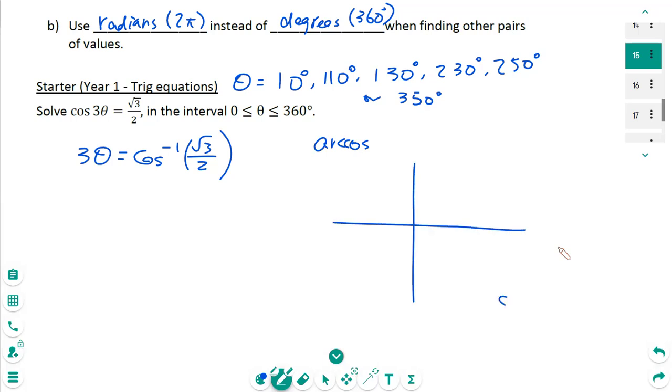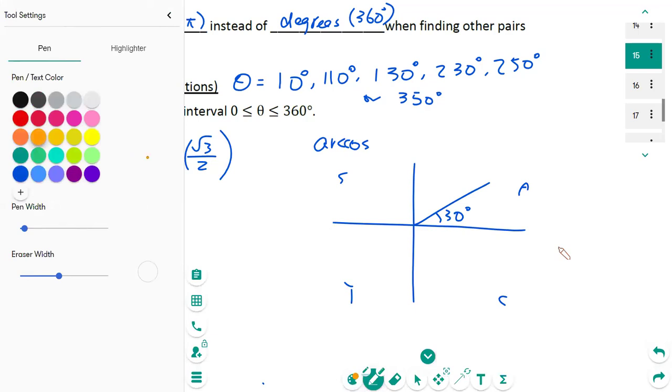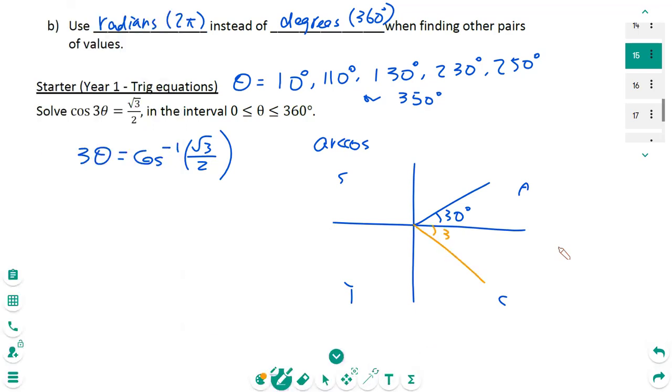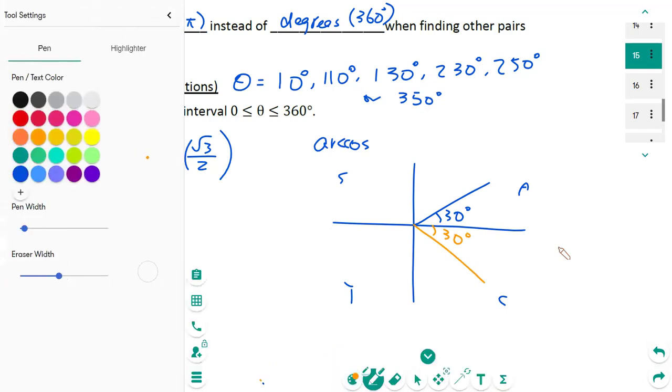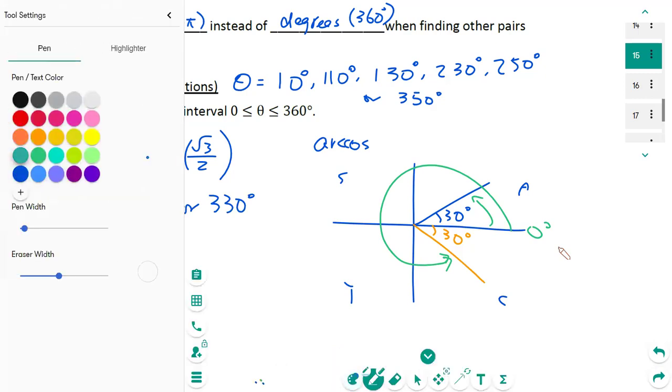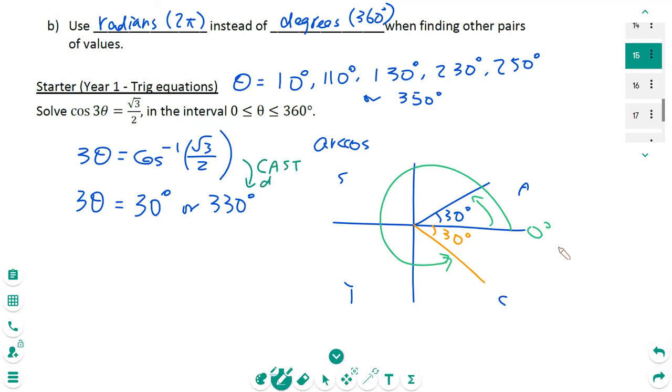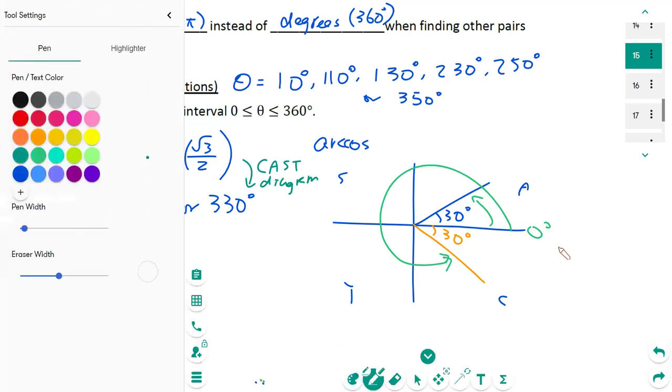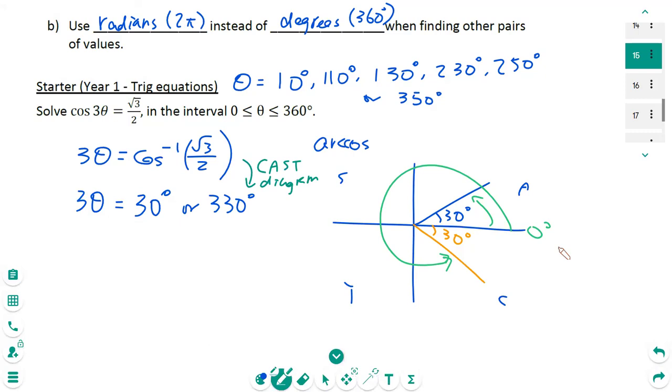So the CAST diagram, that's how it works. 30 degrees is here. For cos theta to be positive, I'm going to reflect it into the C quadrant here, 30 degrees. So using the CAST diagram, I know my answer from here. 3 theta equals, if I go clockwise from 0 degrees, 30 degrees, and we go all the way in here, that's the same as 330 degrees. Therefore, 3 theta equals 30 degrees or 330 degrees. That's how we use the CAST diagram. So when do you use it again? Well, we use the CAST diagram as soon as we are using inverse sine, inverse cos, or inverse tan.